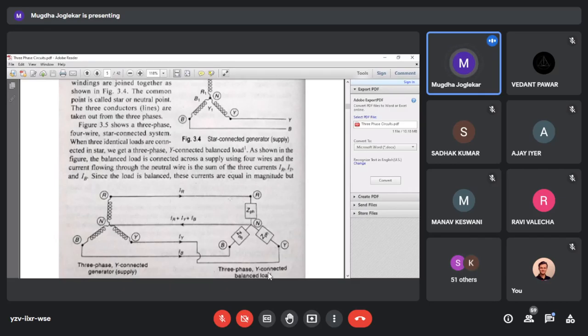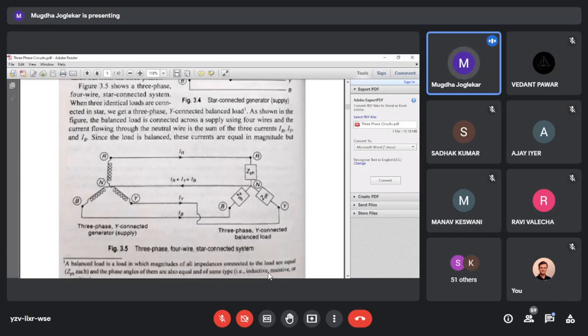Current flowing through the first line is IR, in the second line is IY, in the third line is IB. All the currents will meet at N. And the addition of all three currents, that is IR plus IY plus IB, will be flowing through this neutral line, that is, the resultant of all three currents is zero. That's why we call it a neutral line. So this system is called a three phase, four wire, star connected system, because the fourth wire is also there.